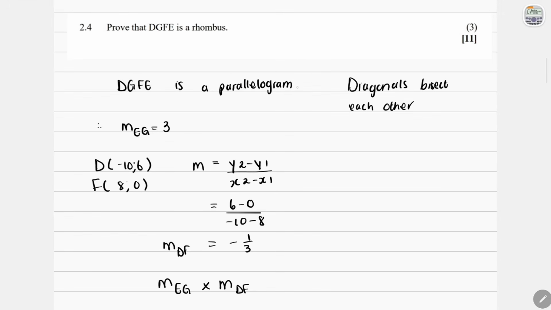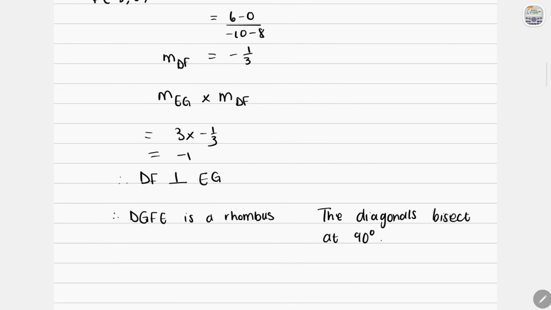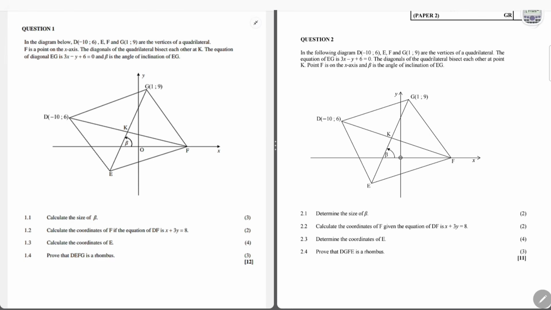So to prove a shape is a rhombus, you prove it's a parallelogram first, and then one of those two properties. Okay, grade 11s, as you see, the exam questions were exactly the same for that.